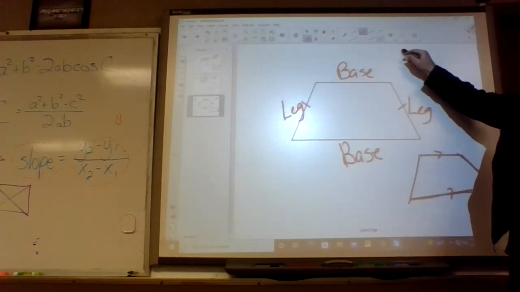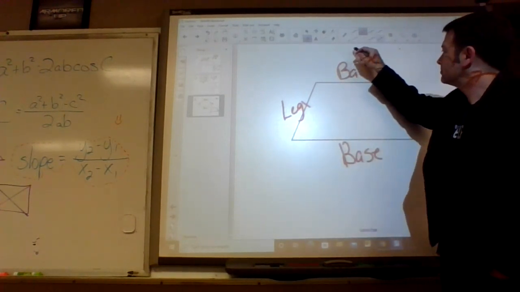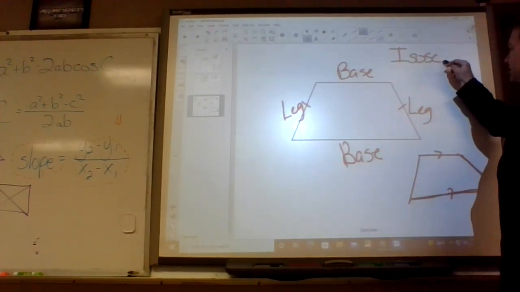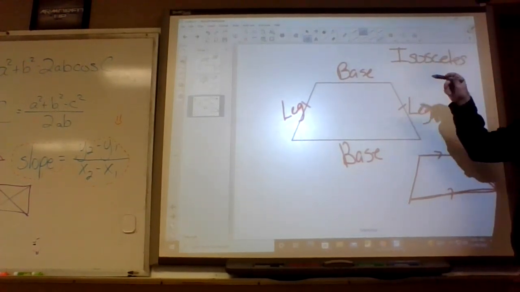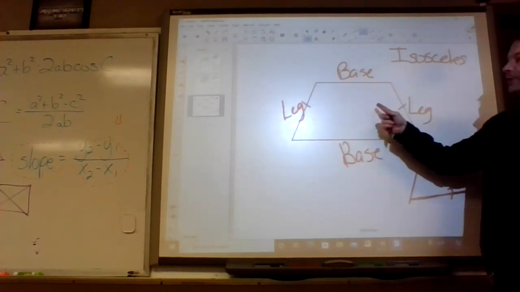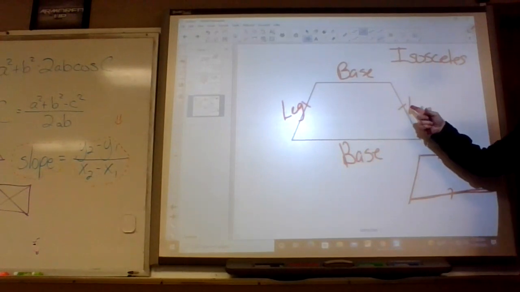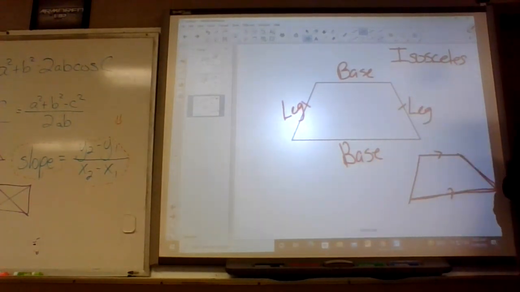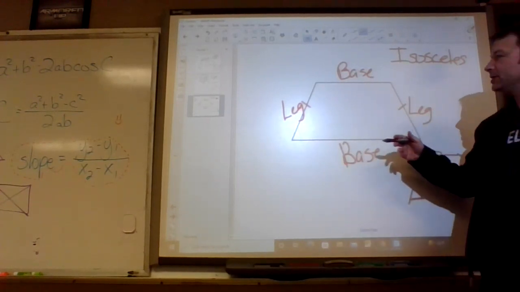Somebody in the other class actually guessed it. Isosceles. Why isosceles? Because isosceles means 2 equals, right? From triangle. So if the legs are both congruent, it's like a perfect trapezoid. It's called an isosceles. And if it is an isosceles, there's some stuff we know.